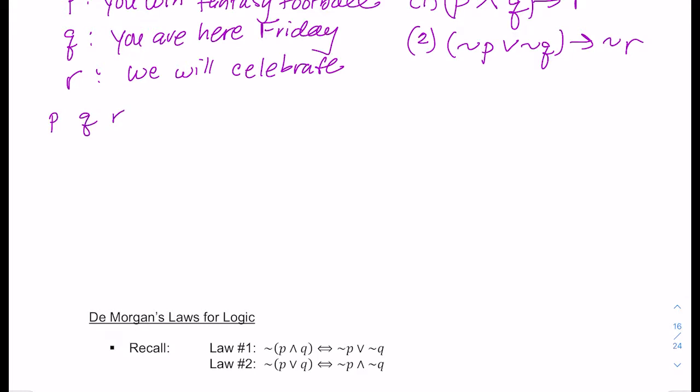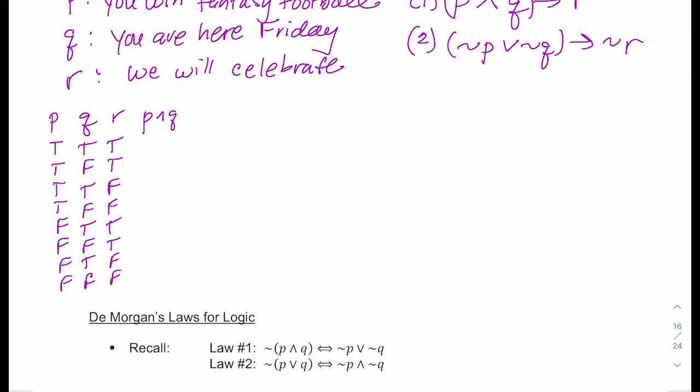So we've got P, Q, and R again. And now I need P and Q. So ands are true only when both are true. So look at the P column and the Q column. I'm only going to put a true when I see both are true. And now I need the last column, and it's an if-then. So if P and Q, then R.